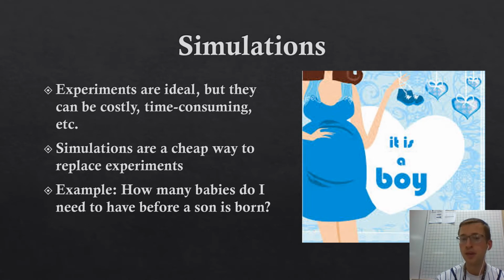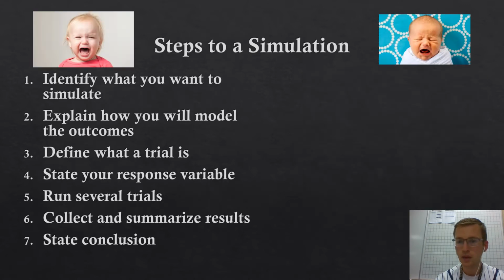For example, let's say that a couple wants to know how many babies need to be born before a son is born. Maybe that's their goal. They want to eventually have a son, and they want to know, using a simulation, on average, how many kids they'll have to have before a son is born. You can probably figure out why a simulation might be a better option here than an experiment. With an experiment, you're going to have to recruit a lot of people. They're going to have many, many children, and it'll take 9 months per child.